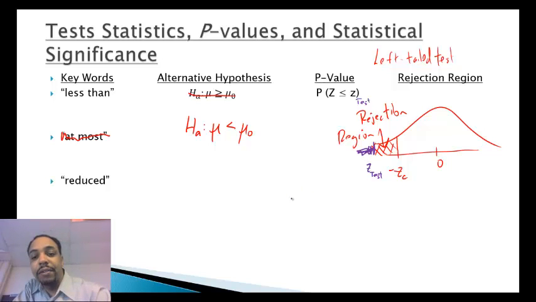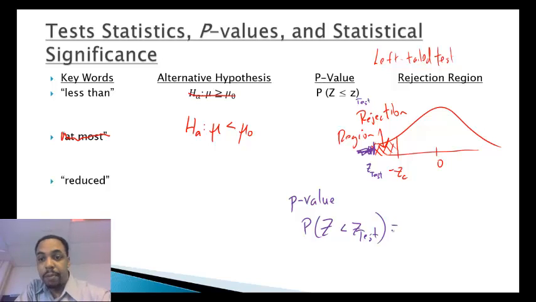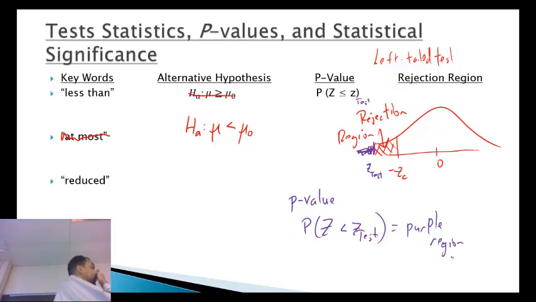But the p-value is the probability of getting a z-score, in this case smaller than z-test, which is the purple region. So in this case, the probability of getting a z-score as extreme as the one I've received is so small that the null hypothesis cannot be true, or my data is flawed. And we'll go through an example here later on.